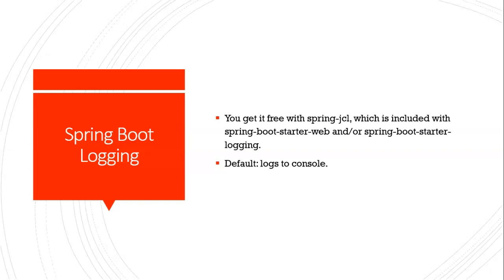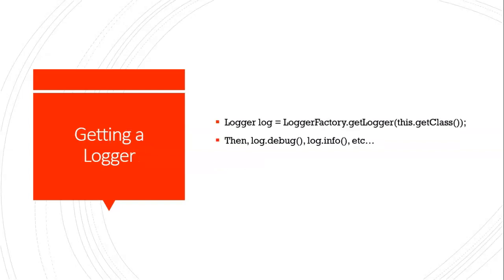You might want to log to a separate file or multiple files, and that's where we're going to need to have a configuration file. To get a logger with Spring Boot, we simply say logger log equals logger factory get logger, and then we have to provide it the class which is producing the logs, because that will appear in the log output if we wanted to.